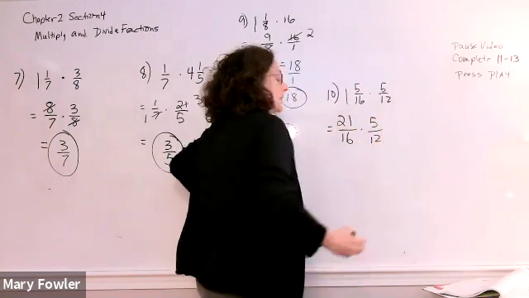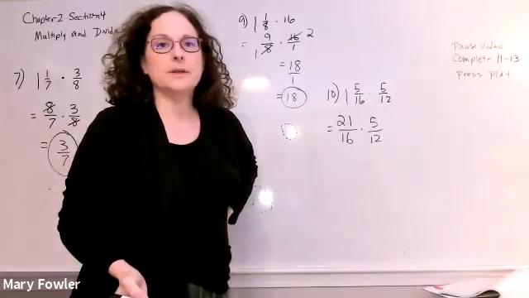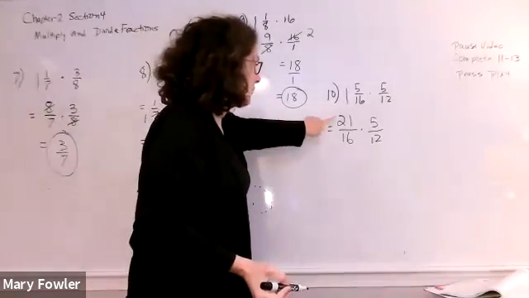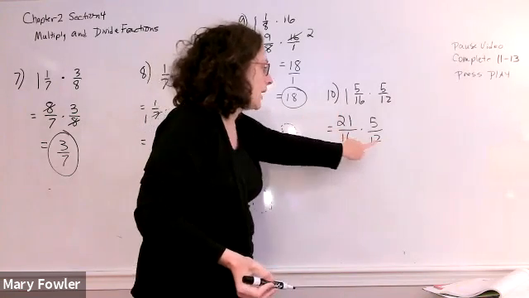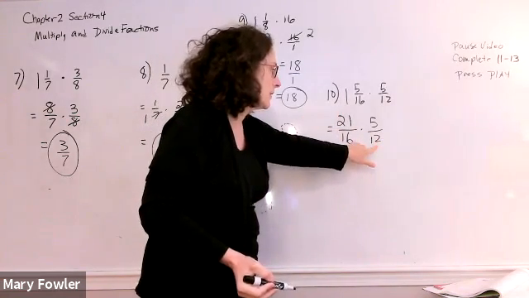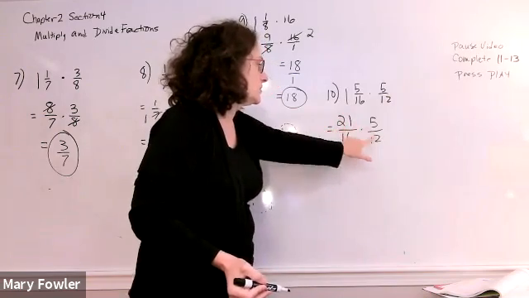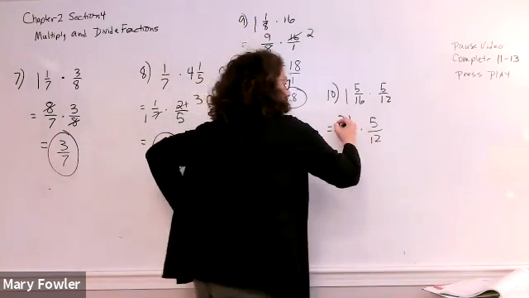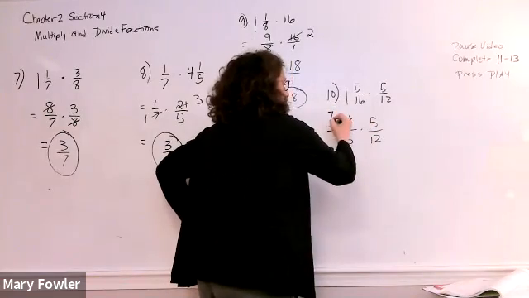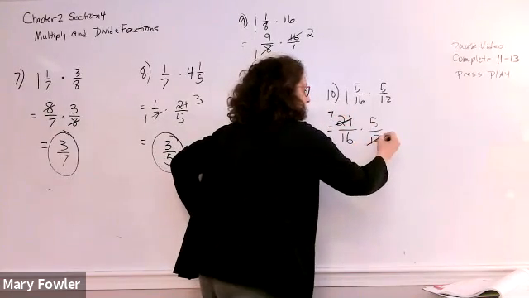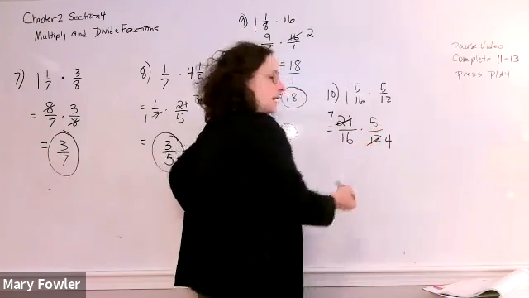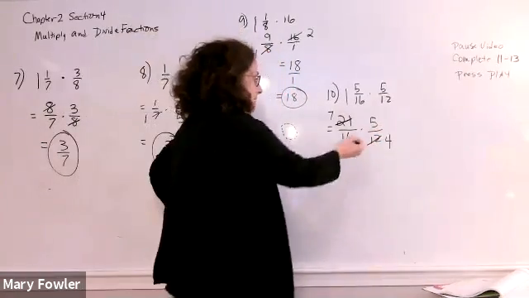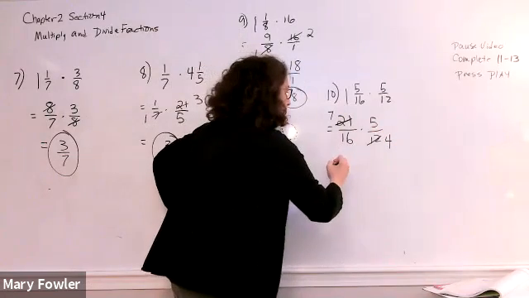divided by 12. So looking here for common factors, I see that 21, which has a 3 in it, right? 3 times 7, and 12, which is 3 times 4. So I can reduce these two guys by the 3. So 3 goes into 21 7 times, and 3 goes into 12 4 times. 5 and 16 have no common factors. Nothing else is going to reduce.